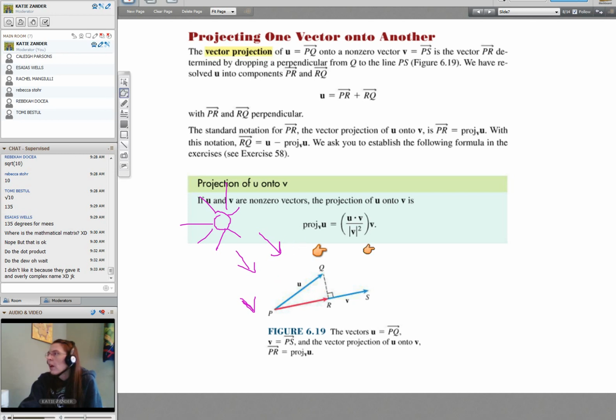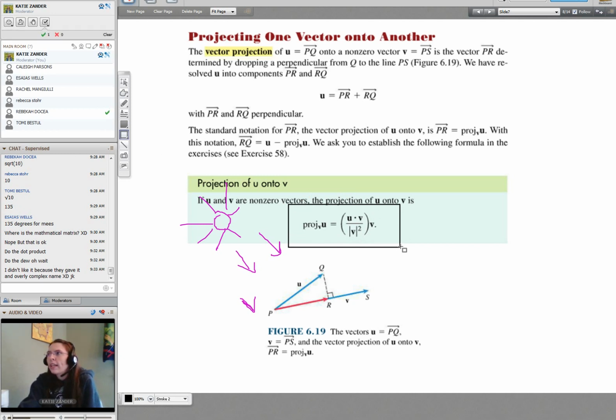Let's go ahead, I'll give you a moment to first copy down the formula here if you still need it. So give me those green check marks when you have that copied down. And then we'll go ahead and take a look at an example.